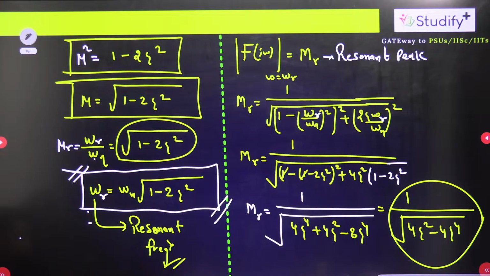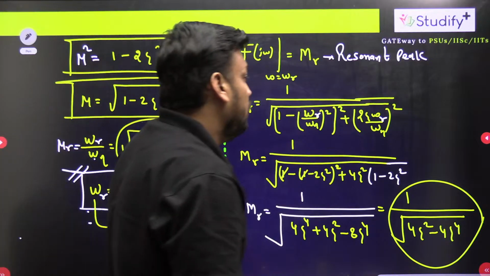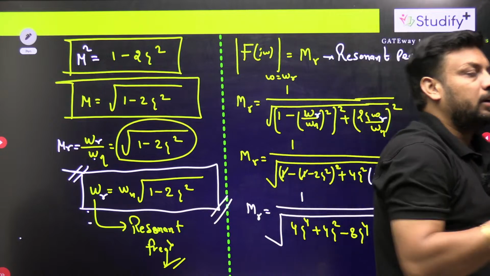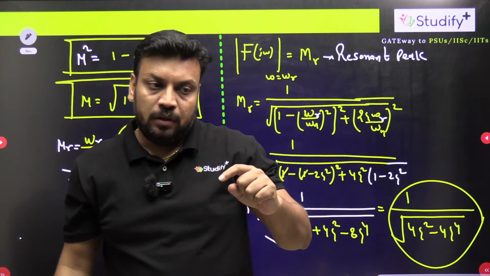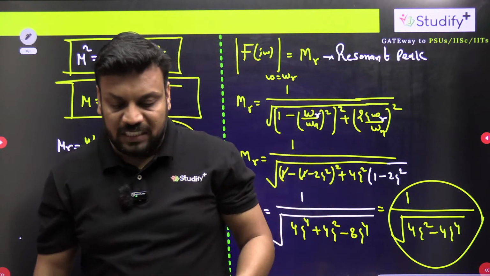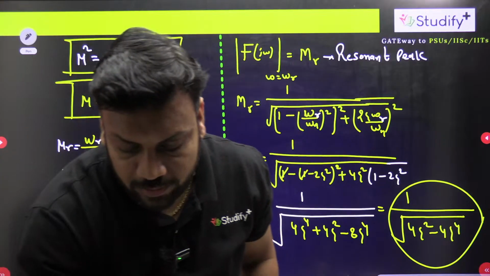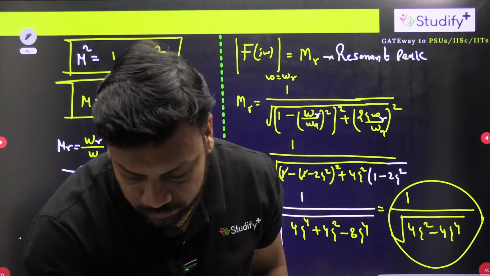Zeta must be greater than 0, otherwise it will not be underdamped. This is only valid for the underdamping. Zeta 0 हो जाए तो undamped हो जाएगा ना बेटा, yes or no? So maximum resonant peak, whatever we are discussing now, or even the maximum peak overshoot, if you want to relate with the time domain, these are all valid for the underdamping. Underdamped मतलब zeta is greater than 0. Is it clear?